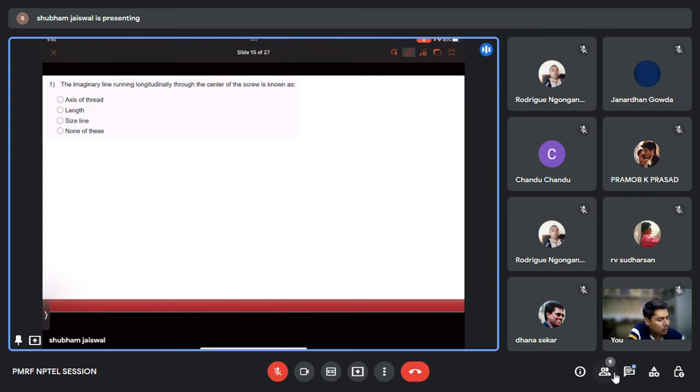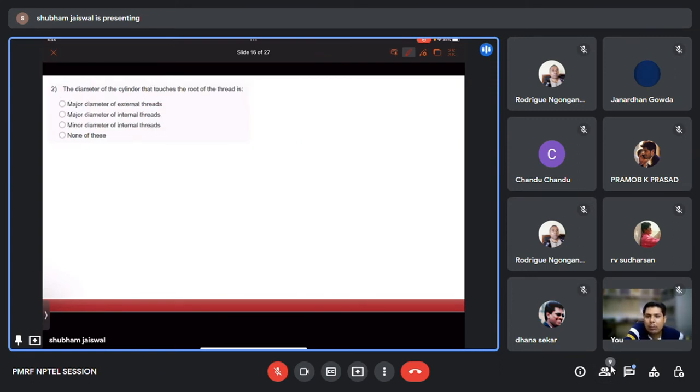Okay. So this is the definition of the axis of thread or the pitch line. That is, it is the imaginary line running longitudinally through the center of the screw. As we have seen previously, I have drawn some basic screw thread terminology. In that we have shown that pitch line is also known as the axis of thread, and it runs longitudinally through the center of the screw. Okay. So moving to our next question.